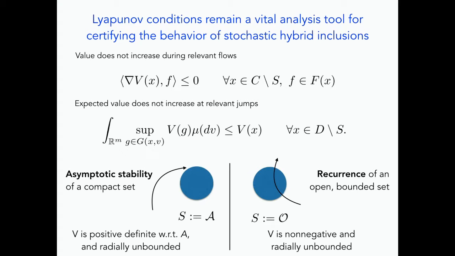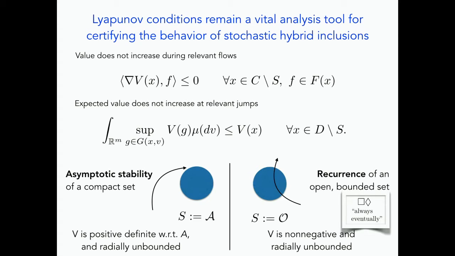We usually talk about asymptotic stability of compact sets, and those then generate this set S that we exclude in terms of where we're looking at these Lyapunov conditions. And for recurrence, all that we care about is that V is non-negative, as well as being radially unbounded.